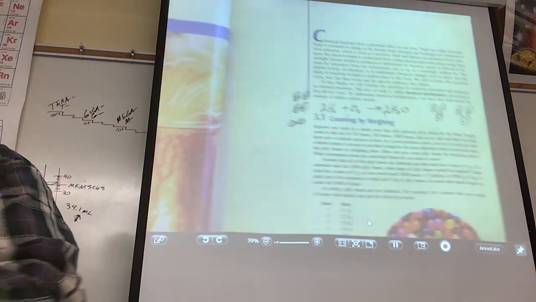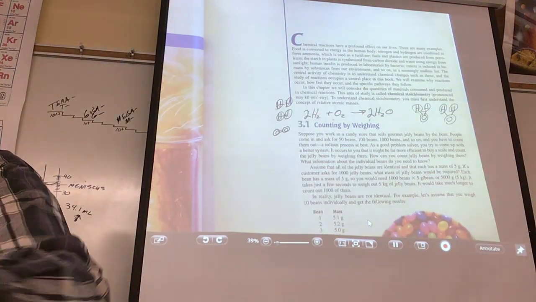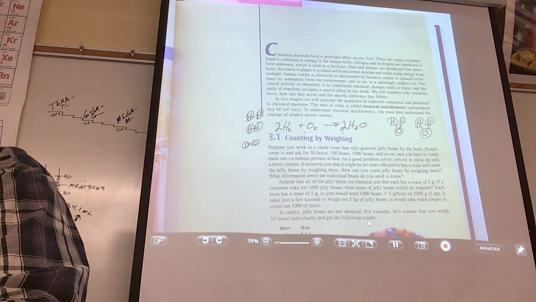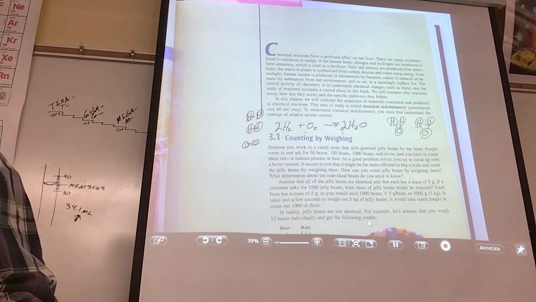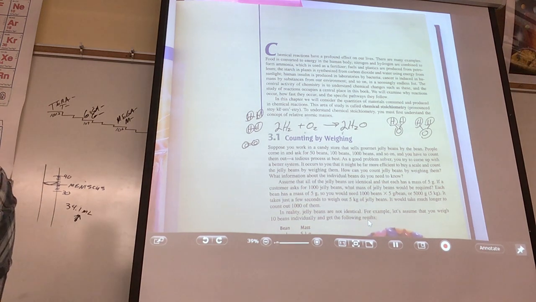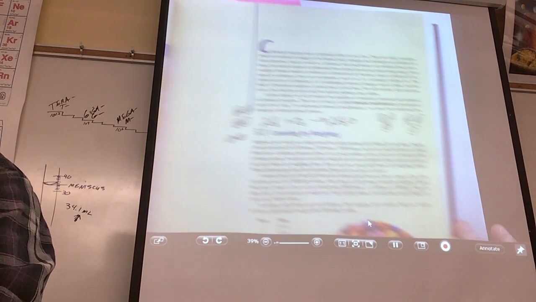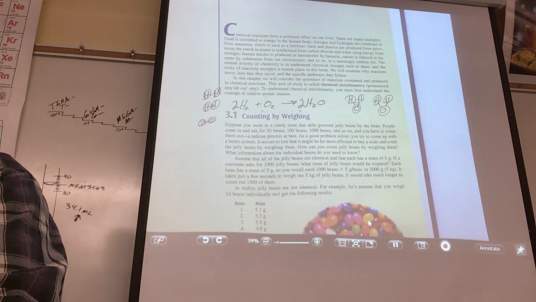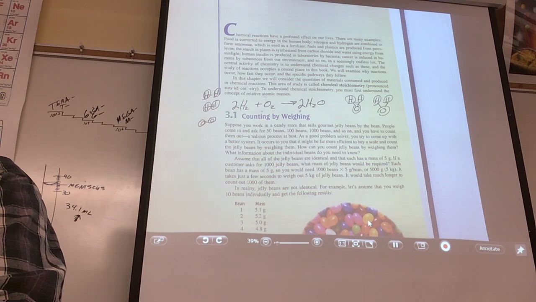So this chapter, the same author that wrote your 10th grade book actually writes this book. And one of them is called Zumdahl, and this is called Zumdahl and Zumdahl. So I don't know if it's his wife or whoever it is, but anyway, that's who wrote the book. But if you remember in the 10th grade, they talked about jelly beans. And I'm going to go over that one more time because you're older and you're smarter. So let's try it again.